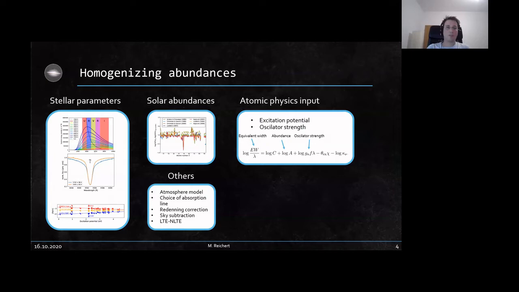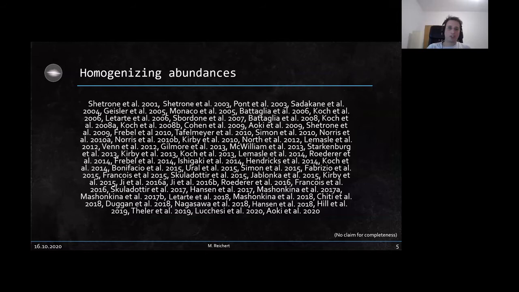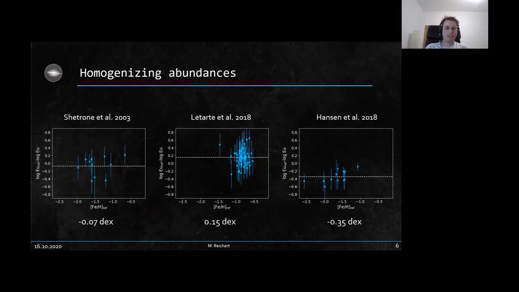When looking at dwarf galaxies, there's actually a lot of literature that you can choose from and where you can get abundances. But you have to be aware of the systematic differences that I told you before. And therefore, when you compare, for example, three different things, and compare with abundances that I determined in the end, you will see that the average residual is not always at zero. So there are offsets that are exactly these systematics.